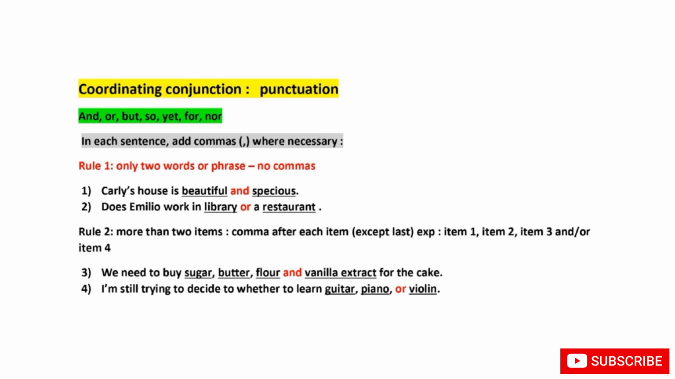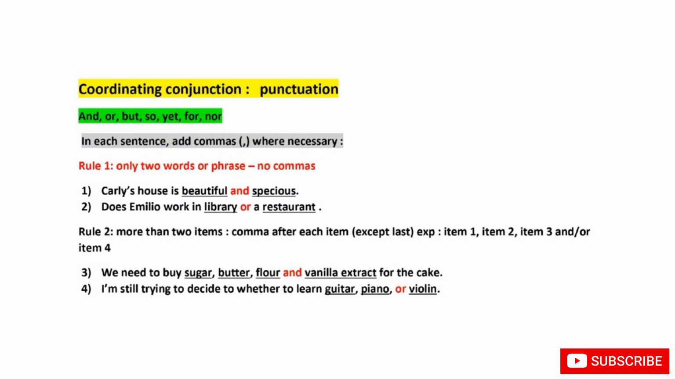Okay, let's look at the answers. In the first 2 sentences, did you put a comma anywhere? Actually, you don't need any commas in these 2 sentences. That's because when a conjunction only connects 2 words or 2 phrases, we don't use commas. In number 1, the conjunction is and it connects the adjectives beautiful and spacious. Only 2 items, so no comma. In number 2, the conjunction is or, and it connects 2 noun phrases, a library and a restaurant. So again, only 2 items, so we don't use a comma.